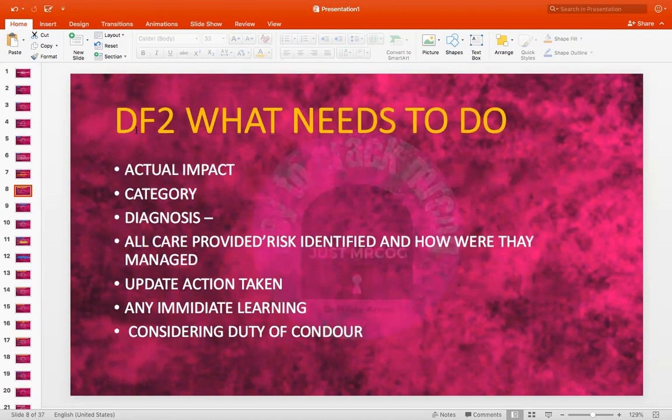So what Datix form 2 basically does, which is done by the incident manager: what is the actual impact of the incident, what is the category of the incident, what is the diagnosis, all care provided, risks identified and how they are managed. Update the action taken, any immediate learning, and consider the duty of candour. All that is decided in Datix form 2.